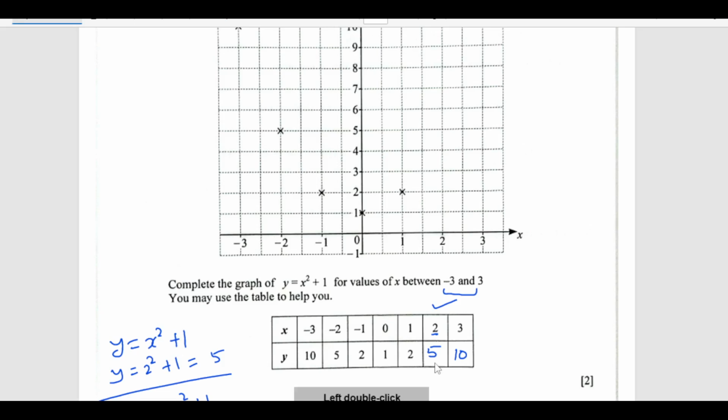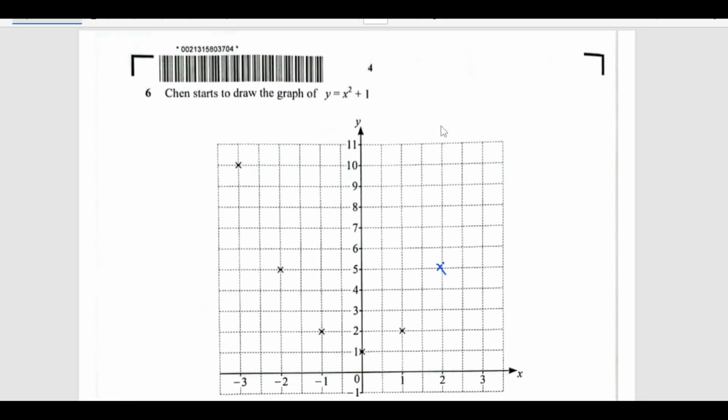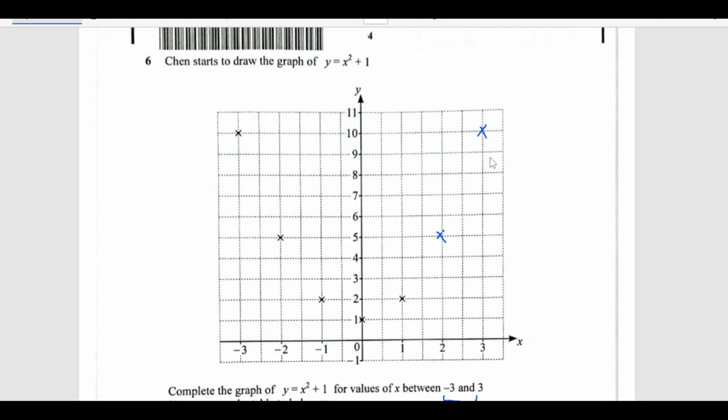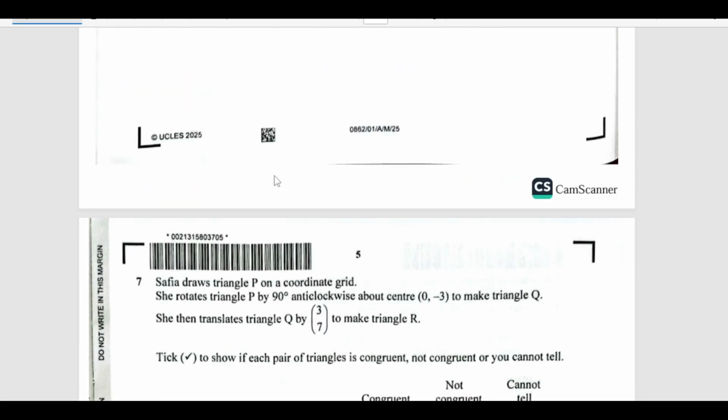So, we only need to plot this. When x is 2, y is 5. It's here. When x is 3, y is 10. So, it is here, right. Now we need to join these points carefully. Draw a freehand curve with your hand and you must use a pencil. This is the lowest point here. So, we are going to join it like this, right. Okay. So, this was 2 marks.